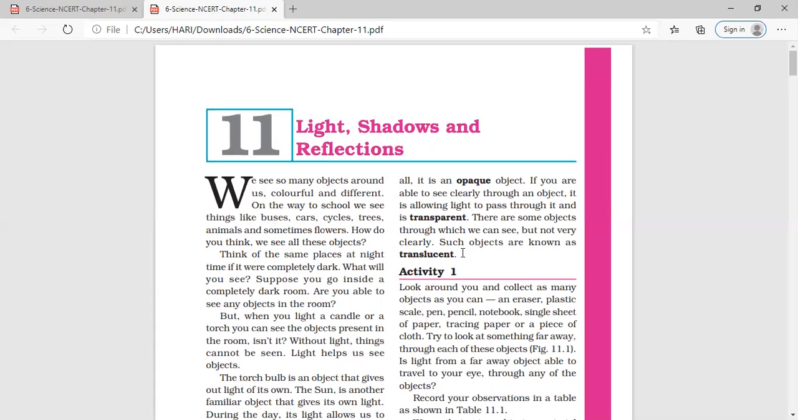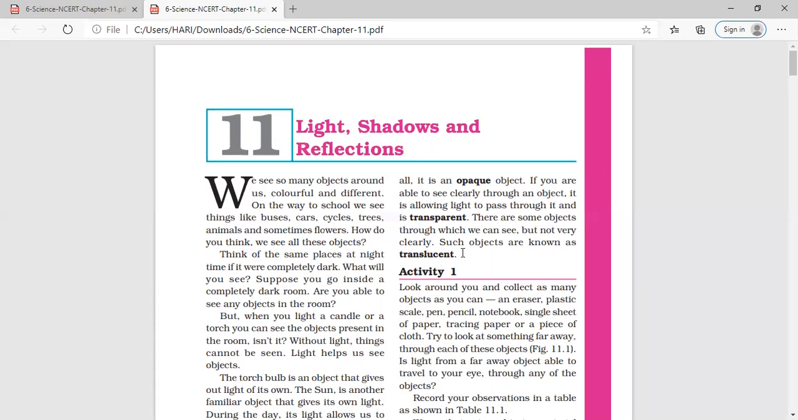Now there are some other objects through which we will be able to see but not clearly. Why? Because it allows the light to pass through it, but not the complete light, not the whole light. It allows a part of the light to pass through it. Such objects are called translucent objects. For example, tracing paper or oily paper, muddy water, etc. are examples of translucent objects.